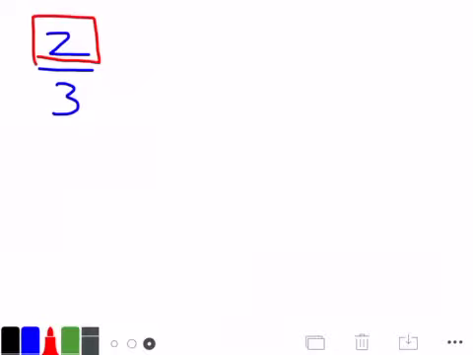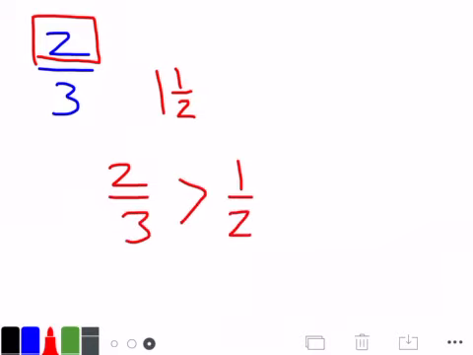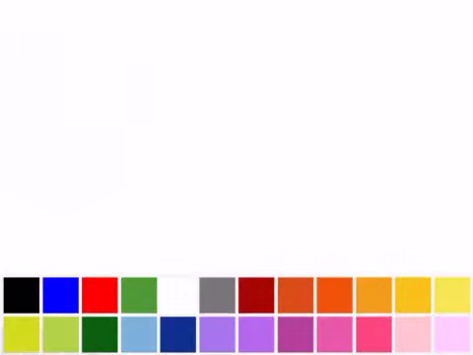Let's look at a few more examples. Let's go with the fraction 2/3. Ask yourself, is that more or less than 1/2? Is my numerator of 2 more or less than half of my denominator? Well, what's half of 3? Half of 3 would be 1 and 1/2. 2 is bigger than 1 and 1/2, so 2/3, you can write it like this, is greater than 1/2.